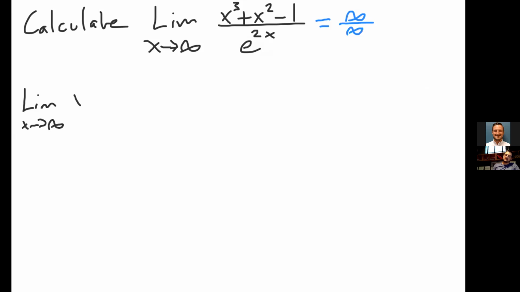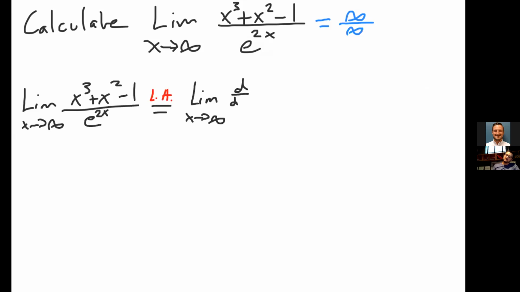So the limit as x approaches infinity of x cubed plus x squared minus 1 all over e to the 2x, by L'Hopital's rule, is equal to the limit as x approaches infinity of the derivative of the stuff on top, divided by the derivative of the stuff on bottom.